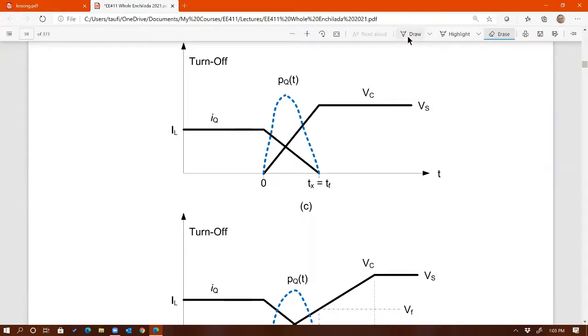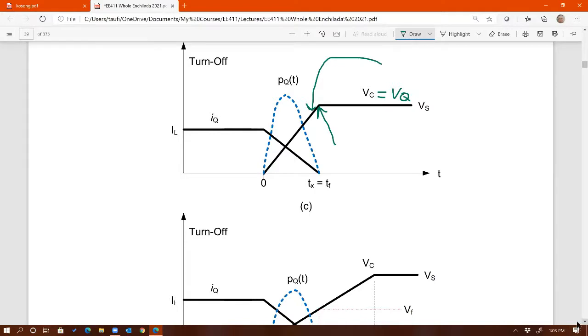Now, another thing is the timing here. You can see that I could adjust how long it takes for the voltage across the switch to reach Vs. I put Vc there, the voltage across the capacitor, because that's equal to the voltage across Q. They're in parallel. So the duration it takes for the voltage across the switch to reach Vs can be adjusted by sizing the capacitance. Larger capacitance will give you an even slower time to reach Vs.